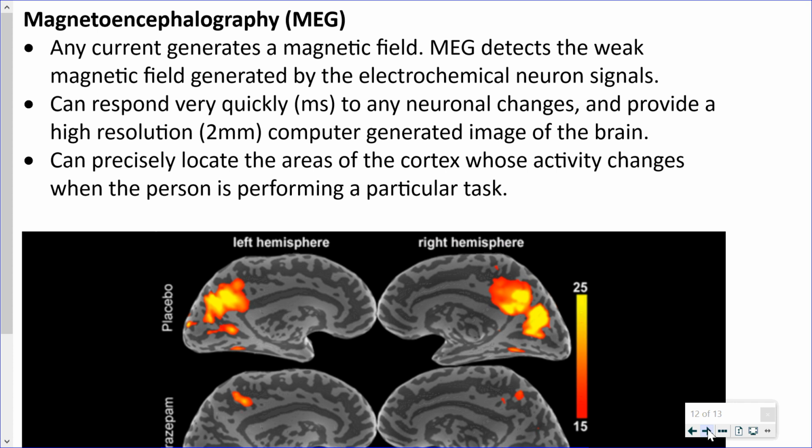So in some ways, this would be better than the electroencephalogram because it's even faster. We're talking about a millisecond range and a pretty good resolution, 2 millimeter resolution in terms of what part of the brain is more active while perhaps performing different activities. So it can precisely locate areas of cortex whose activity changes when the person is performing a particular task.